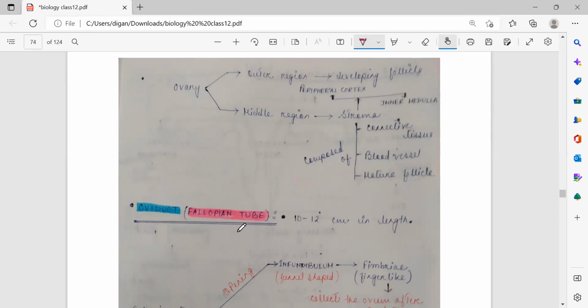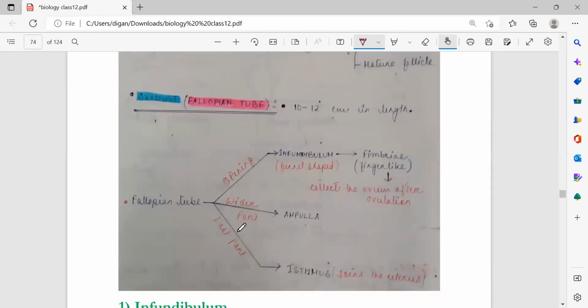Then this is the oviduct or fallopian tube, 10 to 12 centimeters in length. This is important. The opening of the fallopian tube is known as the infundibulum, which is funnel-shaped, and the finger-like structures are known as fimbriae. Then the wider part is known as the ampulla, and the last part is known as the isthmus. The isthmus is joined with the uterus. So this is the summary chart of the fallopian tube.